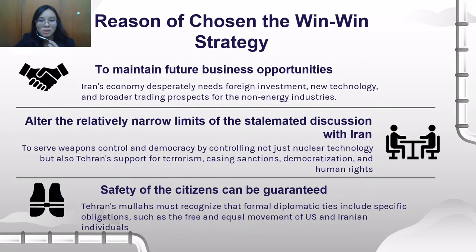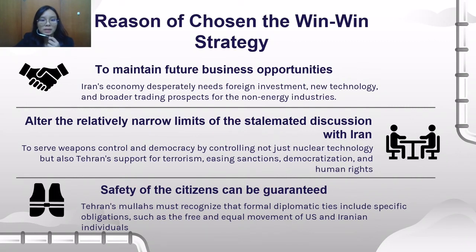U.S. policy makers can tactically alter the relatively narrow limit of state discussion with Iran by improving diplomatic relations in order to serve weapon control and democracy, by controlling not just nuclear technology, but also Tehran's support for terrorism, democratization, and human rights. The safety of the citizens can also be guaranteed.